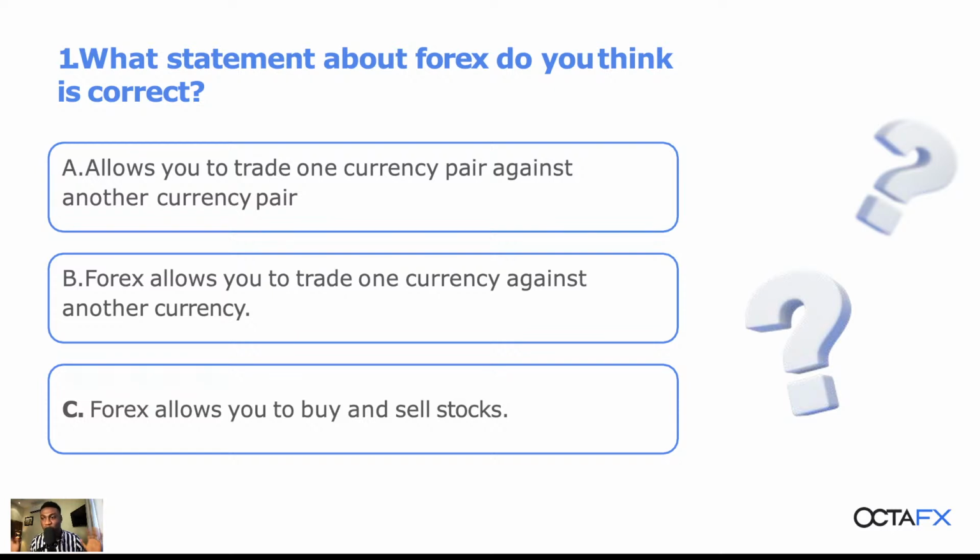Okay, well, I can't reveal the right answer right now, which is why you need to stick around for part two, where I show you guys the right answers to these questions. What statement about Forex do you think is correct? Allows you to trade one currency pair against another currency pair. Forex allows you to trade one currency against another currency, and Forex allows you to buy and sell stocks. That's question 1.